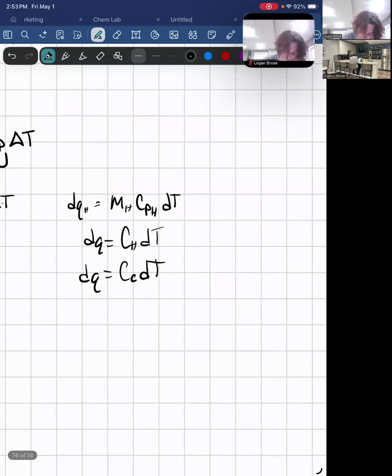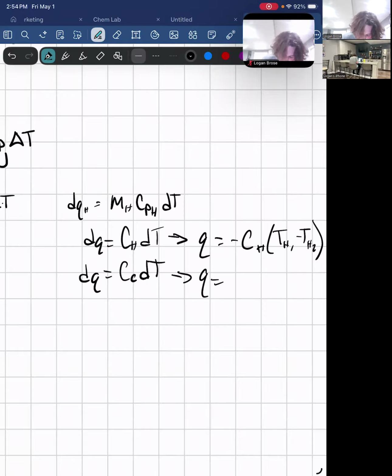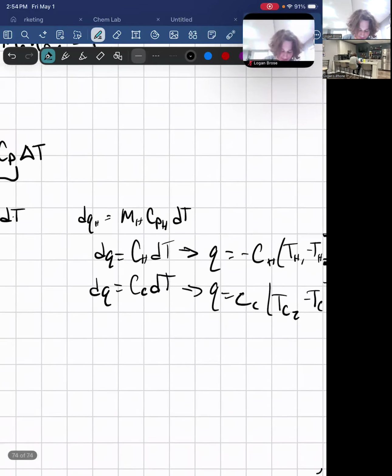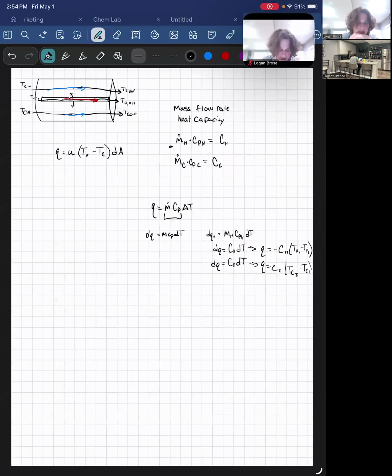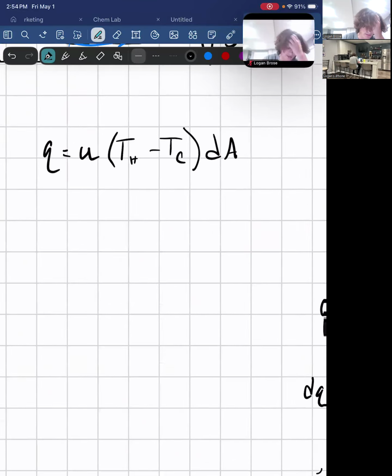We can use this by rewriting the original equation. So it'll be Q equals, and for the hot, it'll be negative: negative CH times your delta T, which is T hot 1 minus T hot 2. And then the same thing for the cold: Q equals CC times TC2 minus TC1, because it's hotter when it's coming out, the colder one is. And from this, we can go back to the equation up above.